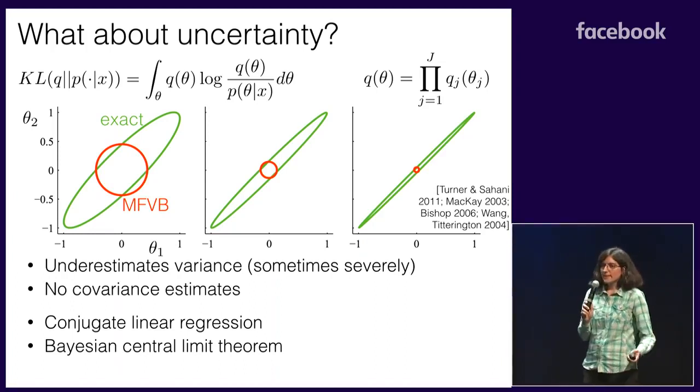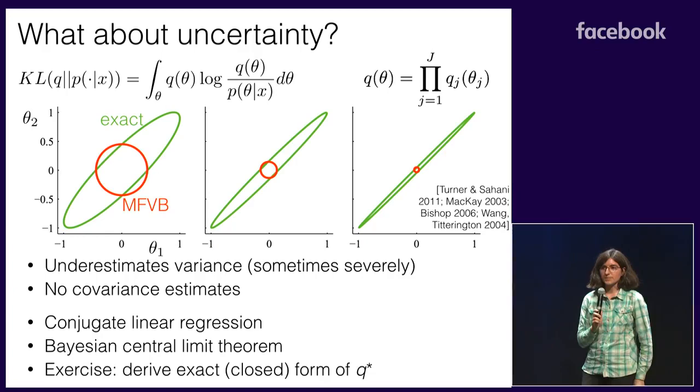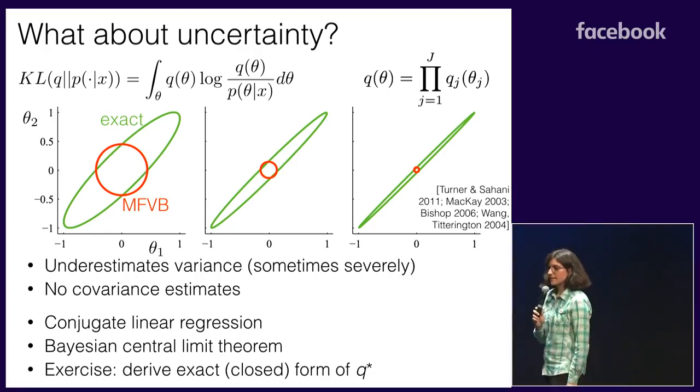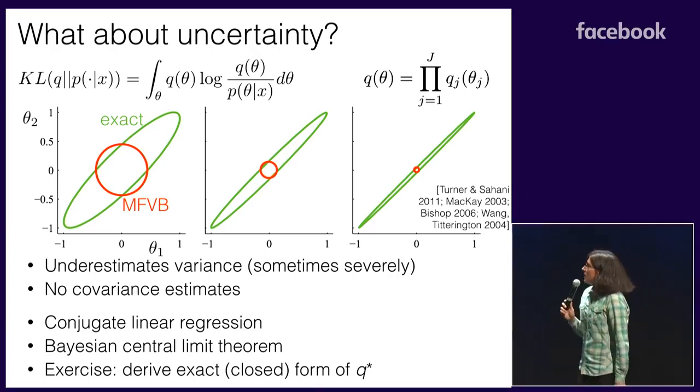We also don't get covariance estimates by construction. That's the mean field variational Bayes assumption. And this is something you can derive exactly. We don't need an approximation to do this particular derivation. And in fact, that's a useful thing to try out.